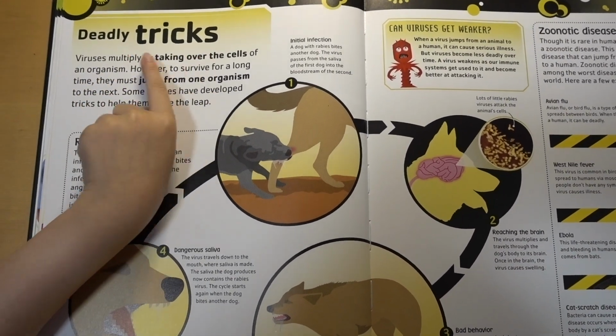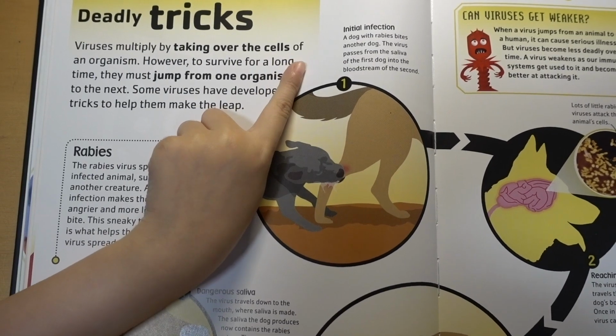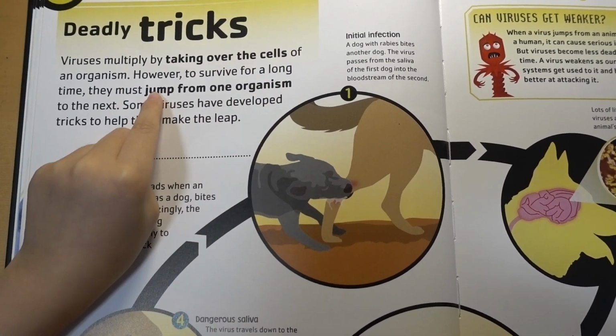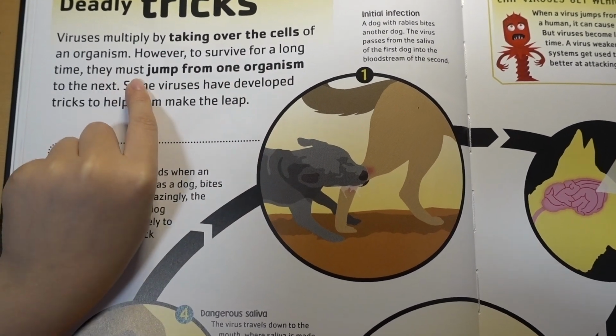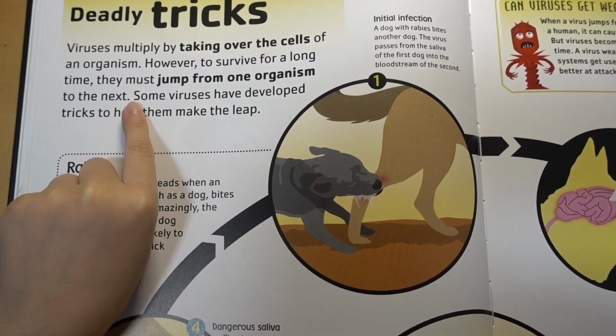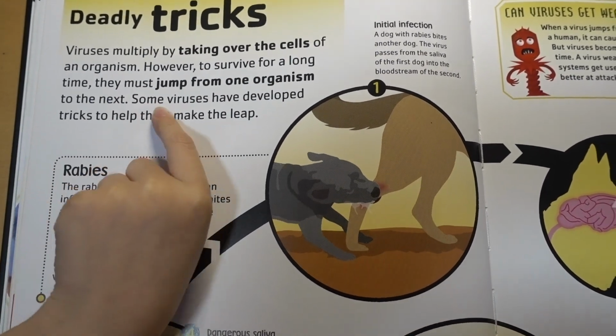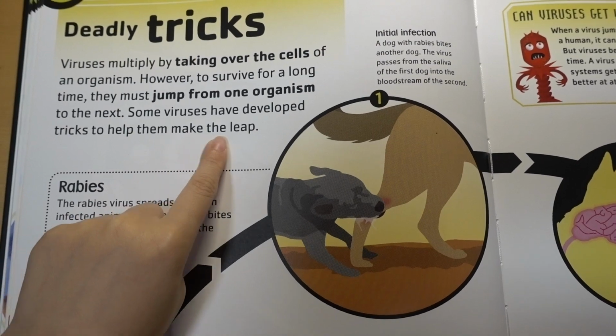Deadly tricks. Viruses multiply by taking over the cells of an organism. However, to survive for a long time, they must jump from one organism to the next. Some viruses have developed tricks to help them make the leap.